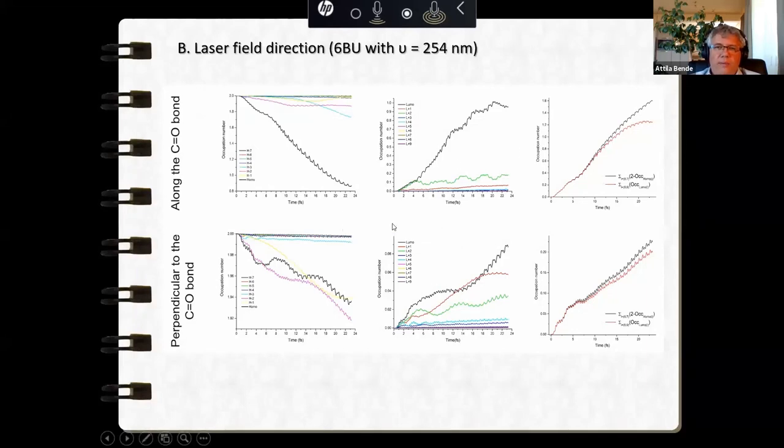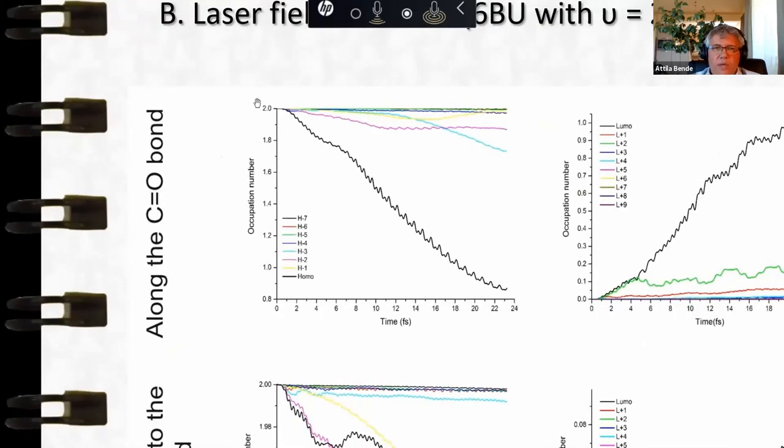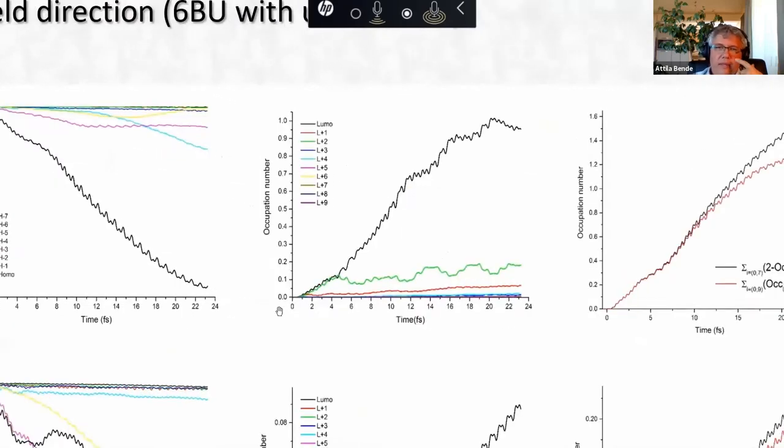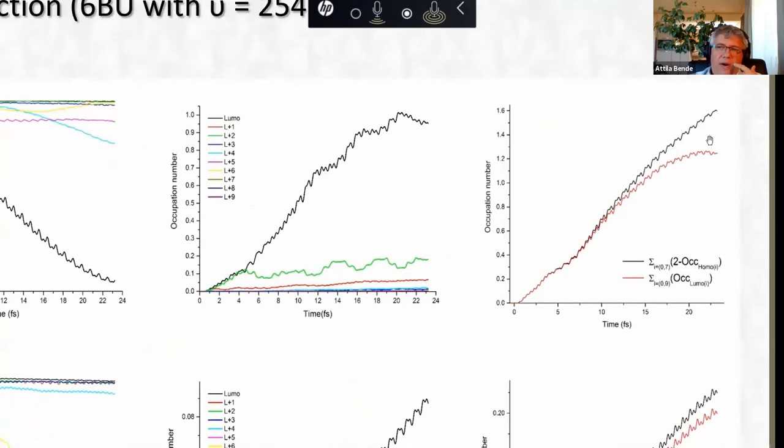After that, we observed that the molecular excitation, in this case of the 6-benzyl uracil, can be localized on the CO bond of the molecule. So we try to orient this CO bond along the laser field direction. And we see that if the laser direction is along the CO bond, we have a very strong excitation with a strong depopulation of the HOMO and a strong population of the LUMO. And here are summarized the last 7 HOMO orbital populations and the first 9 unoccupied virtual orbital populations.